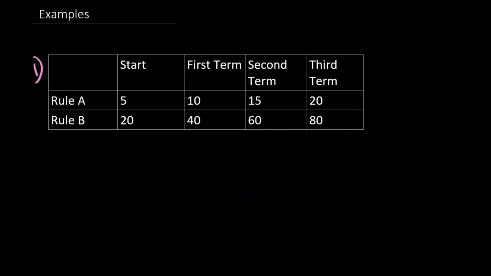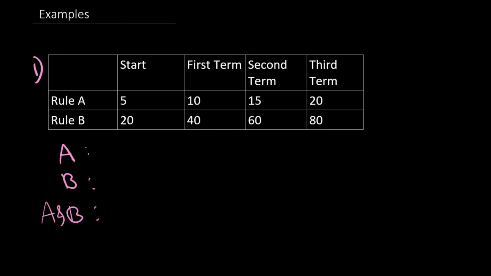So let's start. Our first example is right here, and let's see. We're gonna find the rule for A and then B, then the relationship between A and B. Okay, so let's do it.